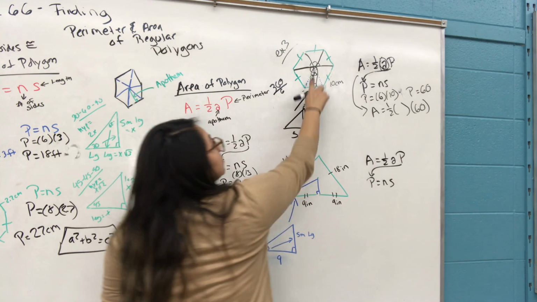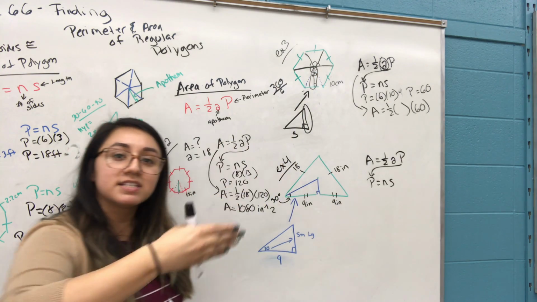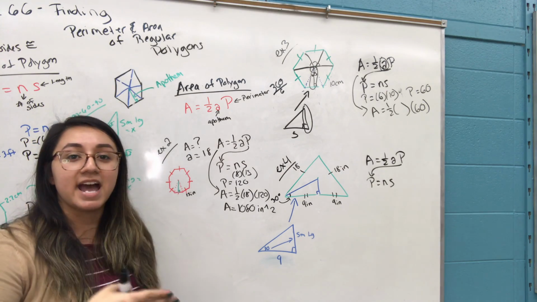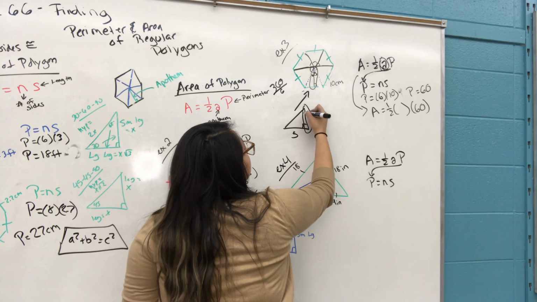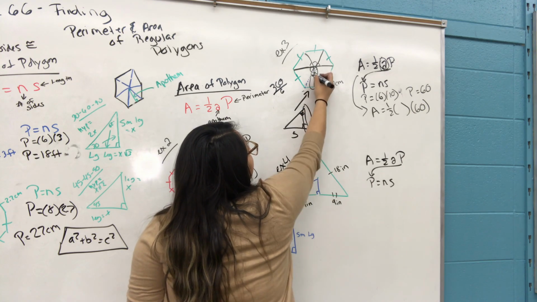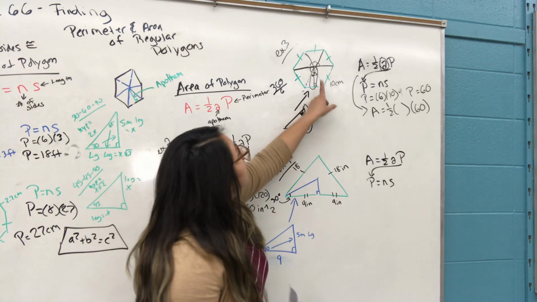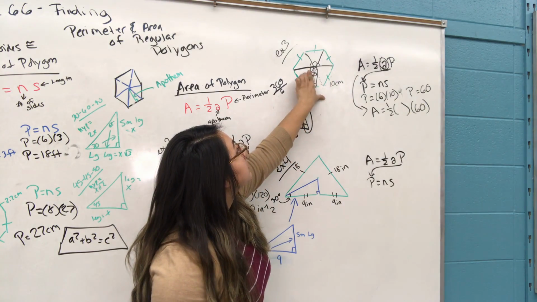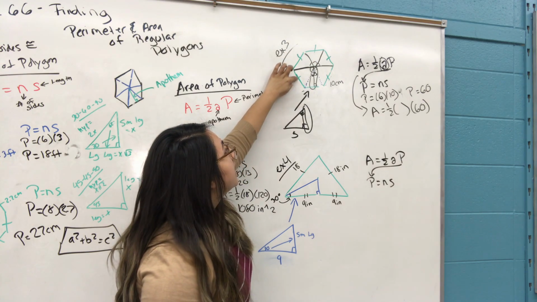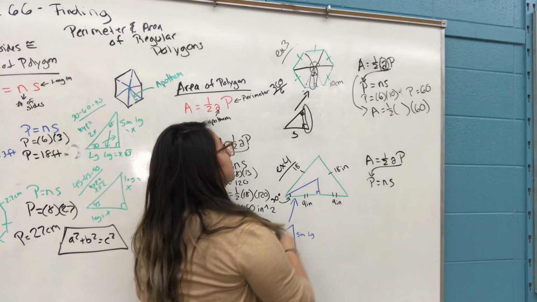I know that this whole thing is 60, but keep in mind we're creating an apothem and it cuts that line, it cuts that angle in half. So when it cuts that angle in half, if this whole thing is 60, this side is 30 and the other side is 30 as well, because it bisects the angle right there. So this angle altogether is 60, but when you create the apothem, it makes it 30 on one side, 30 on the other side. So that's why that is 30 right there.